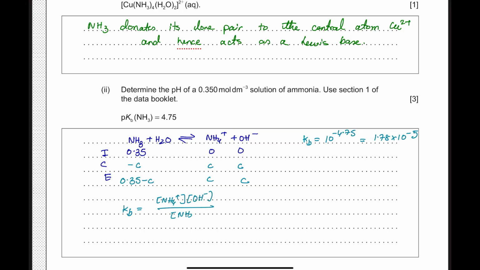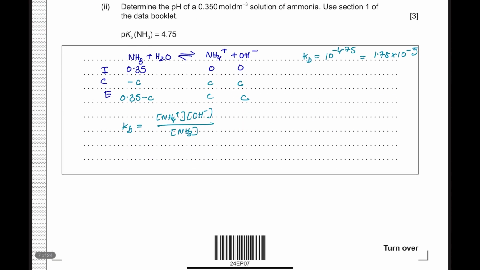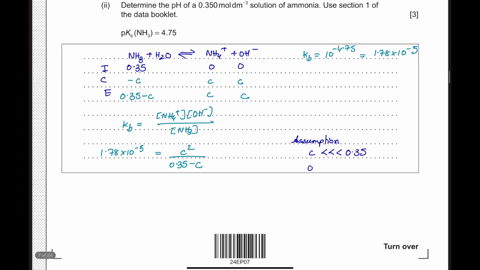So substituting Kb and everything else, we get C squared divided by 0.35 minus C. Now we have to make an assumption. Our assumption is C would be much, much smaller than 0.35 because ammonia is a weak base. Hardly any of it will dissociate. So 0.35 minus C can be approximated to 0.35. Fine. So 1.78 times 10 to the power minus 5 equals C squared by 0.35.